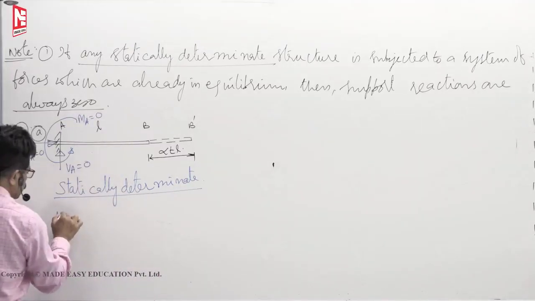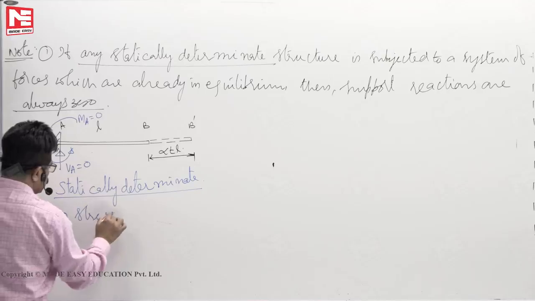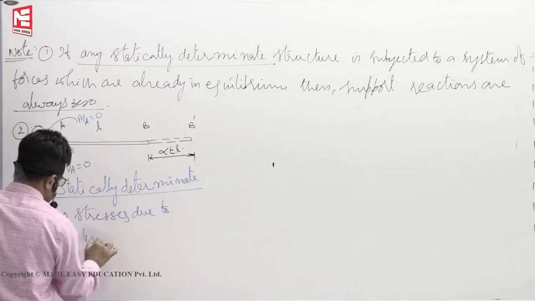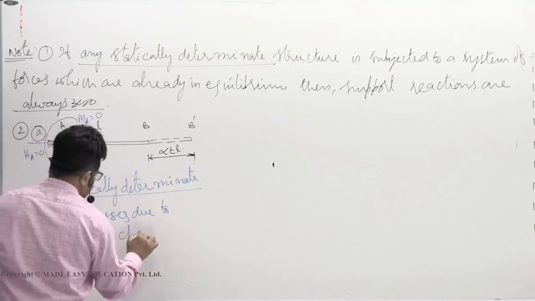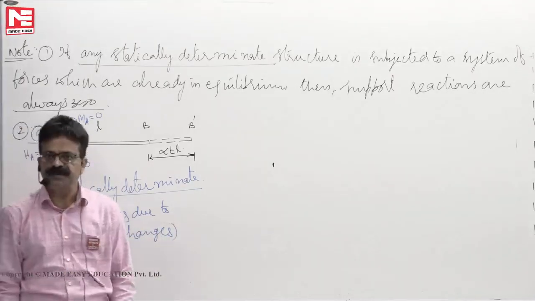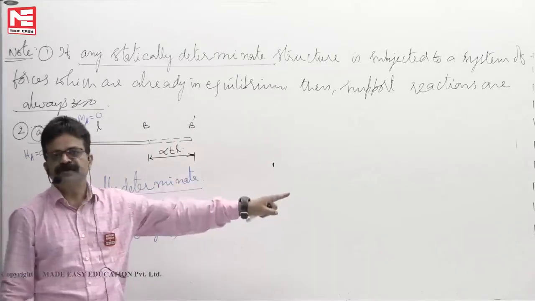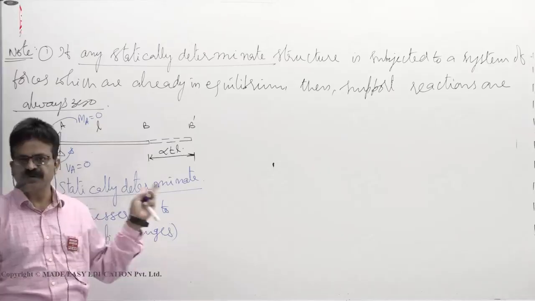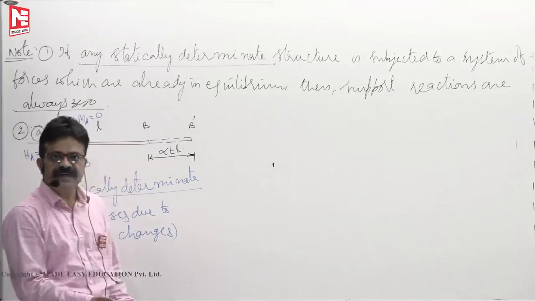For a statically determinate structure, no stresses develop due to temperature changes. Right? This is what you have learned in strength of materials. The same thing is applicable to trusses and also frames. If it is determinate, no forces will develop. Why will it not develop?